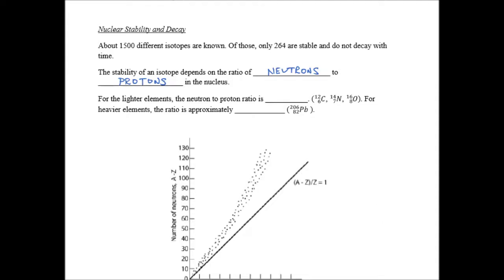in the nucleus. For the lighter elements, the neutron to proton ratio is 1 to 1. So if we look at carbon 12, it has 6 protons, and subtract the two numbers, it has 6 neutrons, which is a 1 to 1 ratio. For the heavier elements, the ratio of neutron to protons is about 1.5 to 1. So as you get more protons, you need even more neutrons to keep the nucleus from blowing apart.